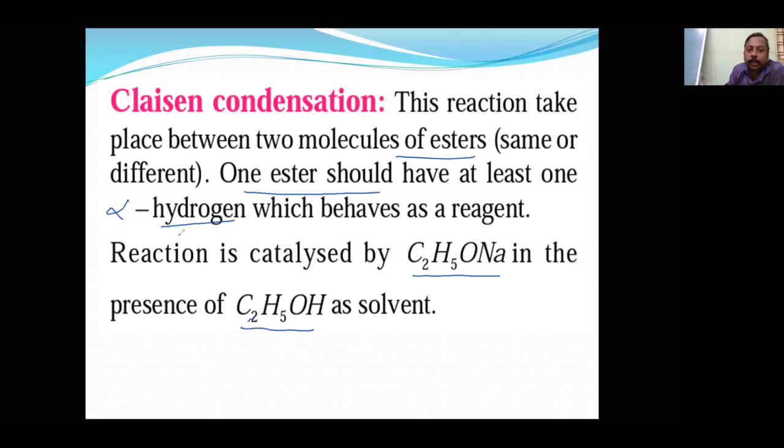So Claisen condensation. Condensation means molecules combined together. When a minimum number of molecules combine together, it is aldol condensation. Okay, so here reactants are what? Esters. Okay, and what is the presence? In presence of sodium alkoxide, in presence of alcohol. Okay, and what is the special condition? At least one alpha hydrogen must be there. Okay, so this is the Claisen condensation. Condensation of 2 moles of ester having at least one alpha hydrogen, in presence of sodium ethoxide and ethyl alcohol solvent. Okay, that is called a Claisen condensation.